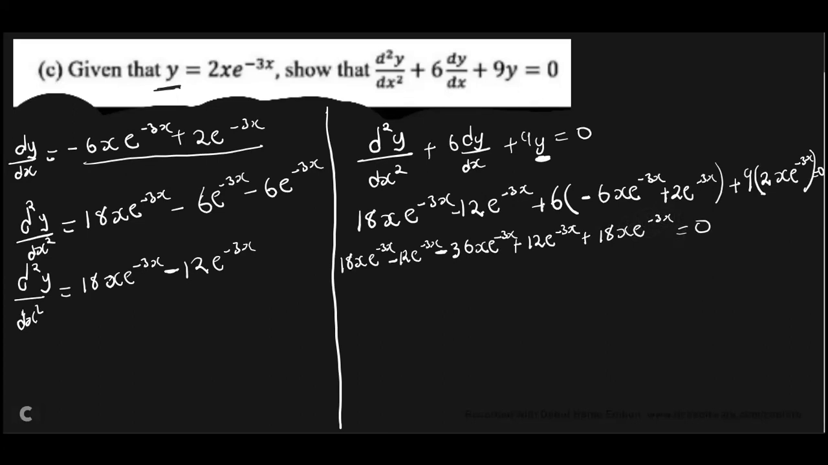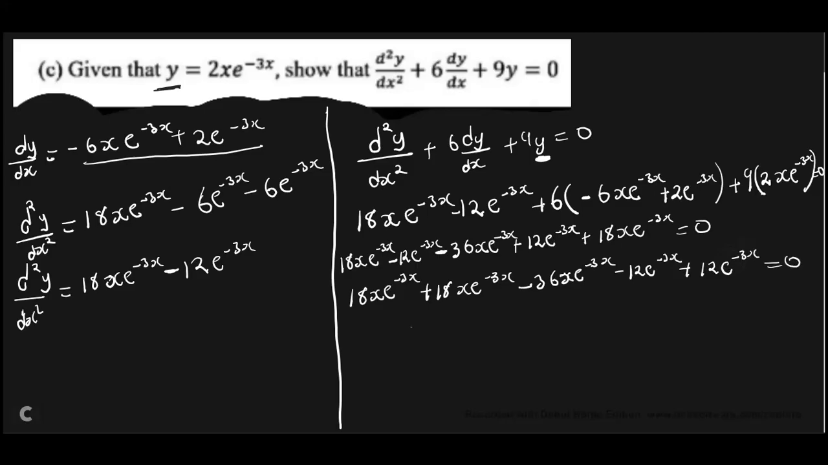Now, the next thing in here, what you do is we put the like terms together, right? 18x e to the power negative 3x. Again, we have plus 18x e to the power negative 3x. Then you have minus 36x e to the power negative 3x, minus 4e to the power negative 3x, plus 4e to the power negative 3x equal to 0.